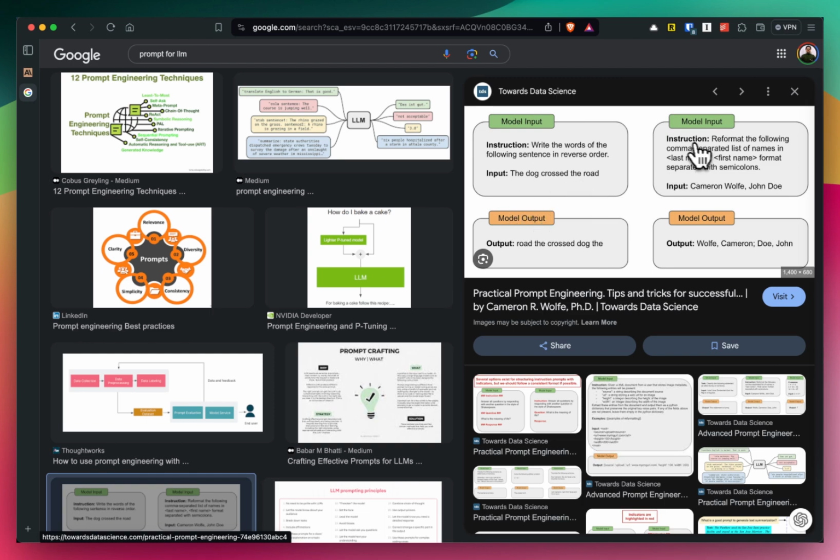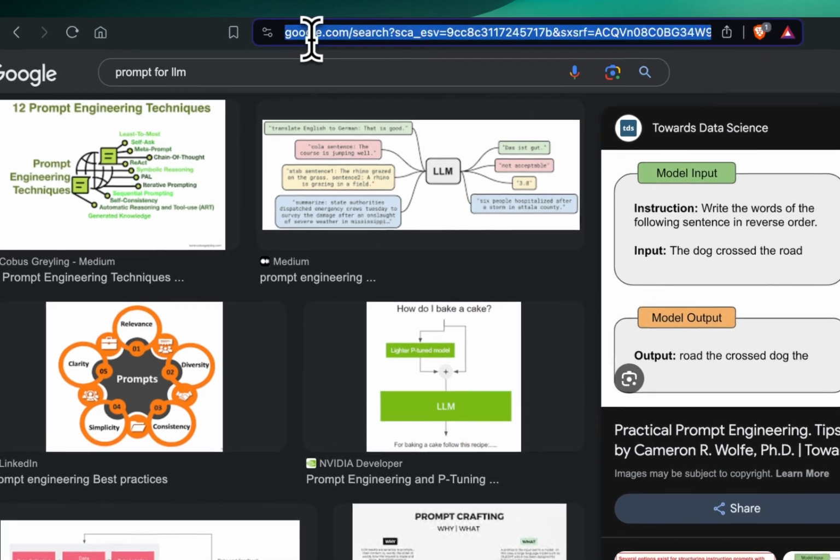However, now if you give it an instruction like: reformat the following comma separated files into last name, first name, etc., and an input, it will meet the following. So basically it's giving it a set of instructions.